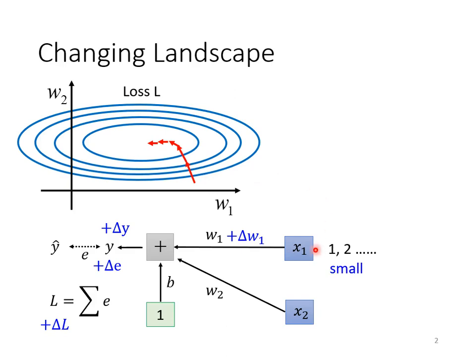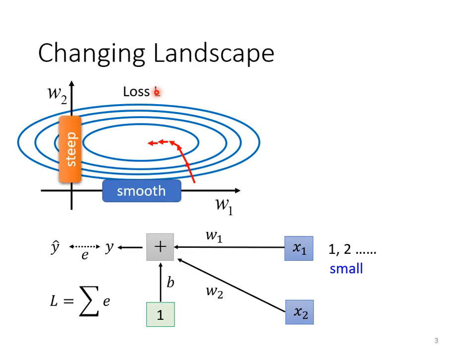One possibility is when your input is small. Suppose the values of x1 are very small in different training examples. Because x1 is directly multiplied by W1, if the values of x1 are very small, when there is a change in W1, the impact on Y will be small. The impact on E will also be small. The impact on L will also be small. So, if the input numbers which will be multiplied by W1 are relatively small, then changes in W1 will have a small influence on L.